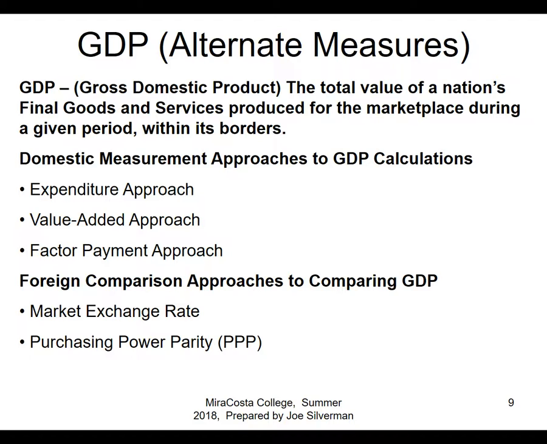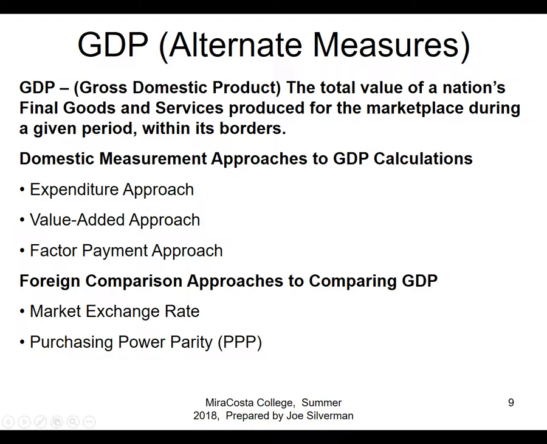All right, so let's talk a little bit about GDP. GDP is the value of final goods and services produced for the marketplace over a given period within a country's borders. There are three domestic approaches to calculating GDP. The one that we're going to focus on the most is the expenditure approach. There's two others that I'll talk about briefly as well. One is the value added and the other is the factor payment approach.